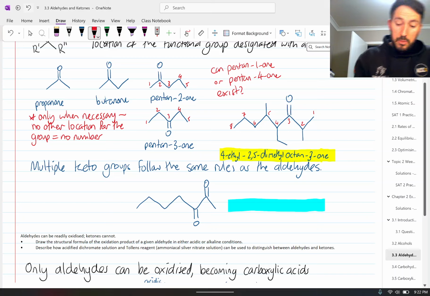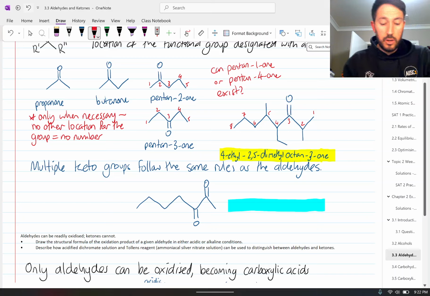So I probably shouldn't have actually said that multiple keto groups follow the same rules as the aldehydes, because they don't. It probably should be more like the alcohols. Although even then, with alcohol, the OH group can be on the ends, whereas this one cannot. Otherwise, it would be an aldehyde. Either way, the ketones are their own thing because of where these ketone groups can be.